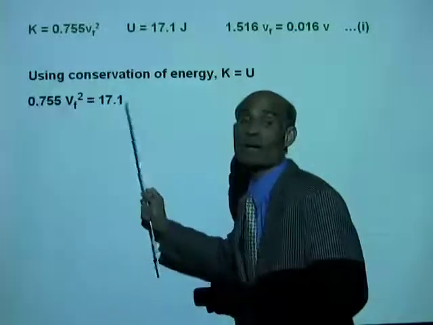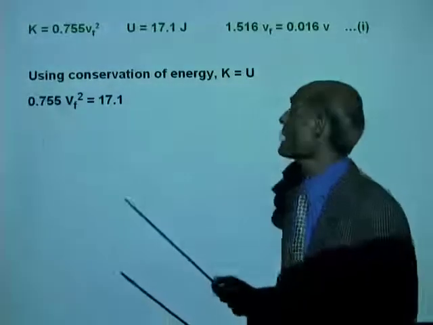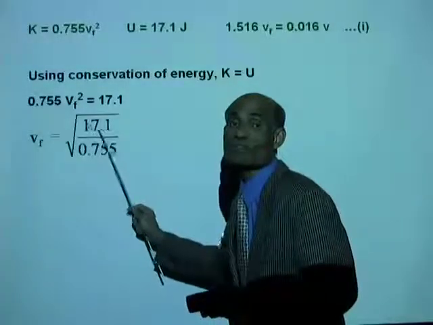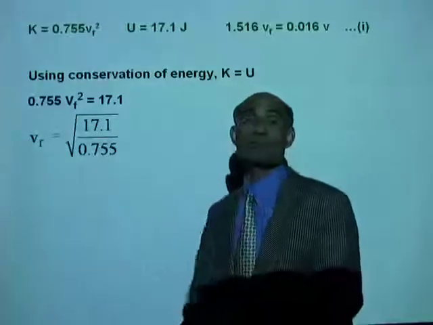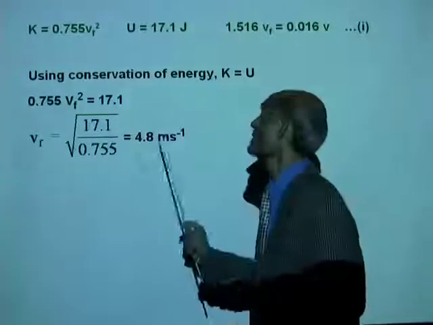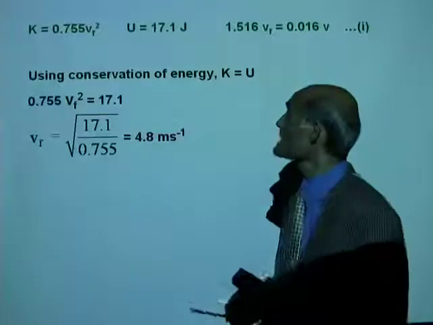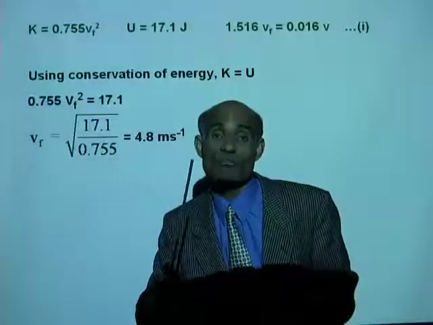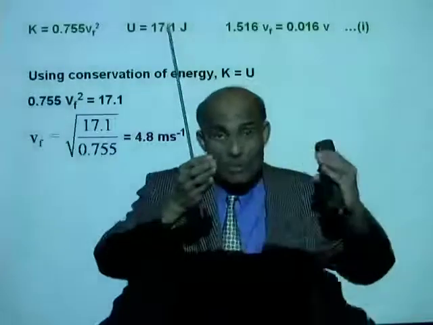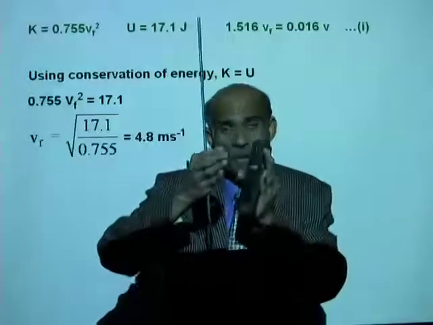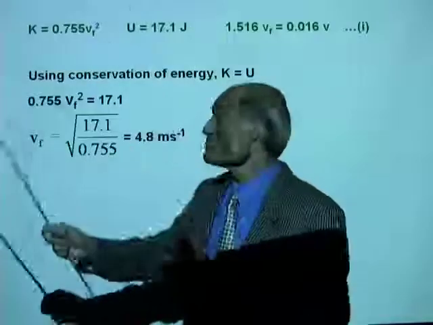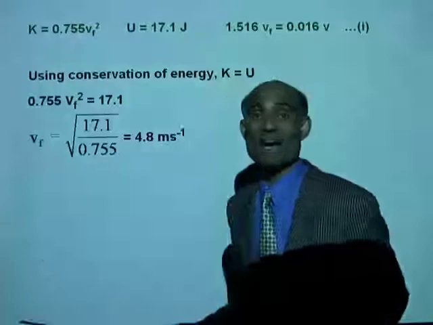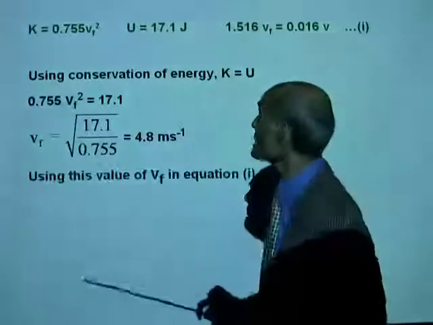So using conservation of energy, the kinetic energy must be equal to potential energy. 0.755 Vf squared is 17.1. That gives me Vf equal to square root of 17.1 over 0.755. That is 4.8 meter per second. That is the velocity with which the bullet and the pendulum together move away as soon as the bullet hits the pendulum. Alright, let's now go back to our first equation.